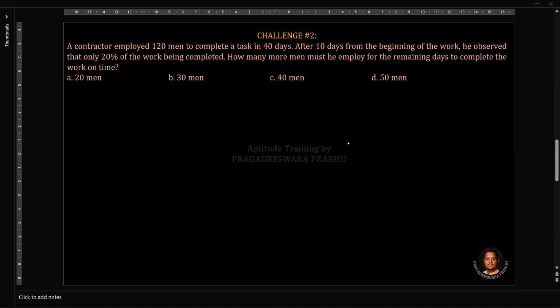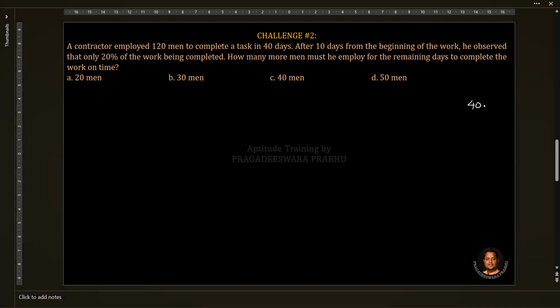See, usually, if he is asking the workers to complete the work in 40 days, in 40 days he is expecting 100% of the work to be completed. But after 10 days, he observed only 20% being completed. That means he expected 100% in 40 days, so in 10 days he expected one fourth of 100, that is 25% of the work to be completed.